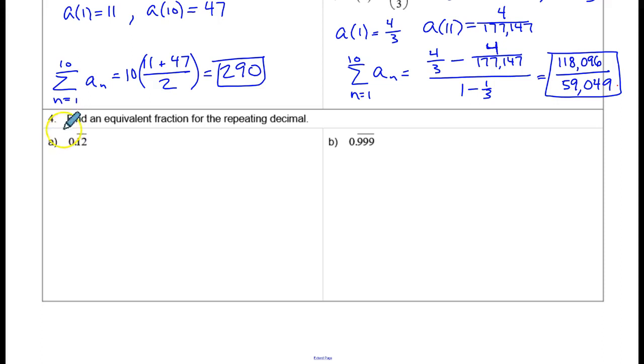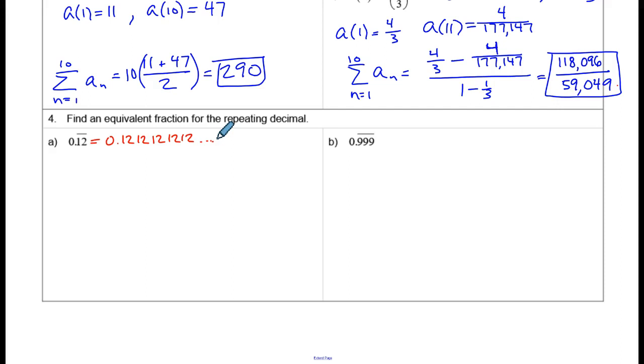So I'm going to start with 0.12 repeating, and I hope you know that means 0.1212121212, and then that goes on forever. So the way I'm going to figure out what this is as a fraction, first of all, remember what the characteristic of a rational number is. A rational number, by definition, is an integer divided by an integer.